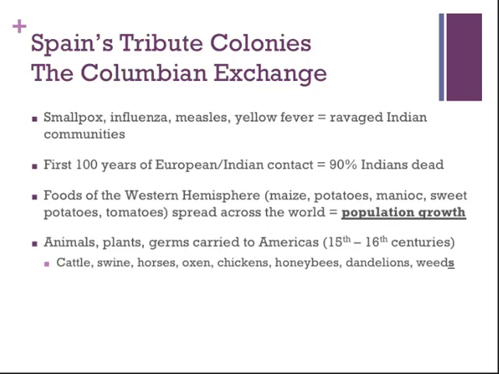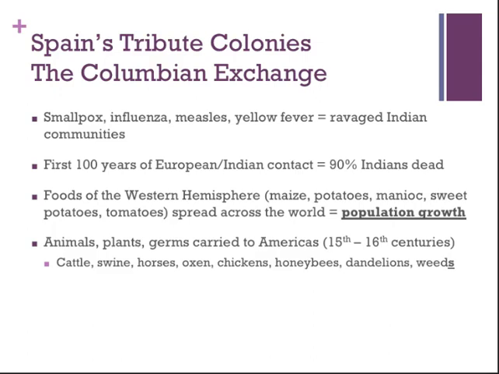Now, one of the things that the Columbian Exchange and this trading of goods from Spain was bringing over were diseases, things like smallpox and influenza and measles and yellow fever. The Native Americans here in the Americas had never experienced these before, and so when these diseases came over, they ravaged the Indian communities. They just killed thousands and thousands of Native Americans. Within the first 100 years of European and Indian contact, they're estimating that about 90% of the Native Americans died. Many of them were from these diseases that were coming over.